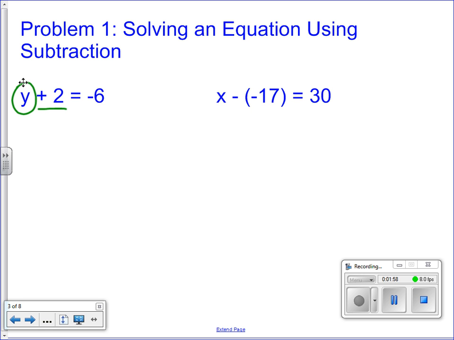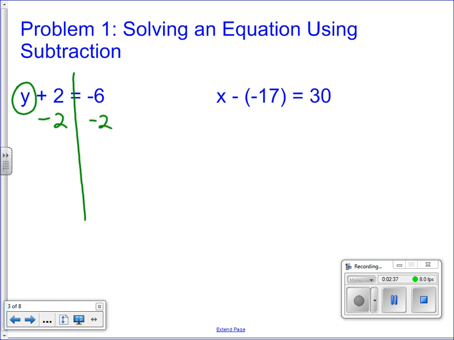So to undo addition, we're going to use the inverse operation, which would be subtraction. And so on each side of the equal sign, we're going to subtract 2. Now, some of you may have seen in the past your teachers draw a line down where the equal sign goes to demonstrate the two sides of an equation. This is fine if you wish to do that. I will do that on this first problem, but then after this I probably will not. But be aware that's something that you can do to keep the two sides straight.